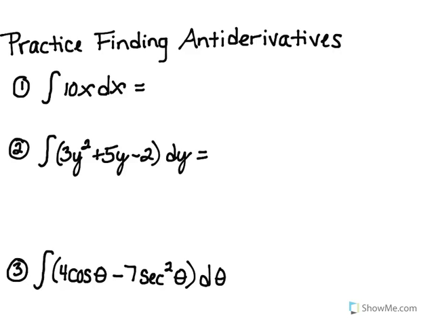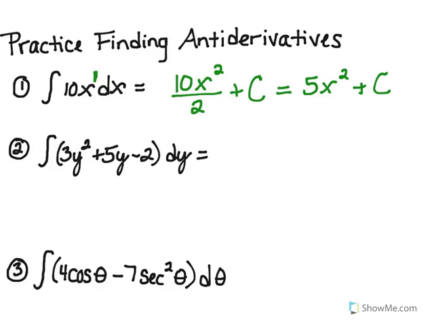The 10 can technically be pulled out in front, but it doesn't have to be, so I'm just going to leave it there. Keep in mind that this is 10x to the first. So if I want to find the antiderivative of that, keep the 10, keep the x, add 1 to the exponent, and divide by the new exponent, and put a plus c at the end. If I simplify that, 10 divided by 2 will give me 5x squared plus c.